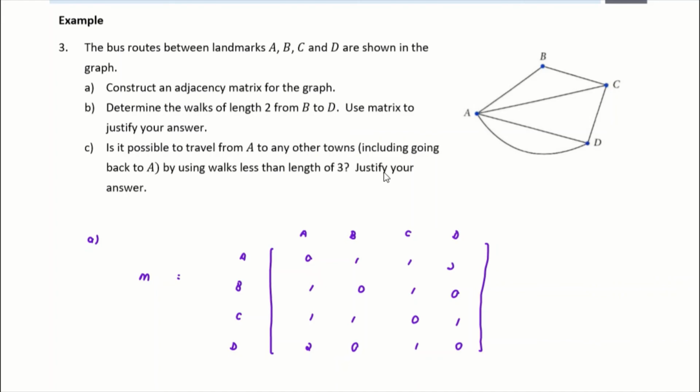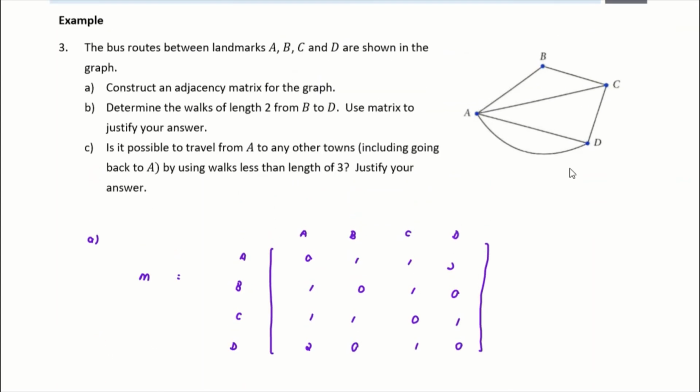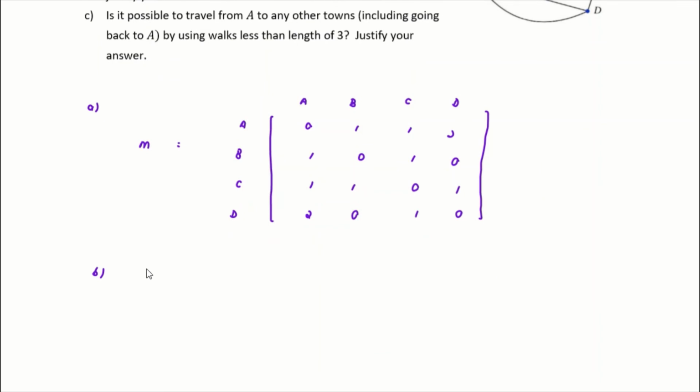Part B, determine the walks of length 2 from B to D. Use your matrix to justify your answer. In this case, you can try to find it out from the network first. What are the walks of length 2 from B to D? The obvious one will be B, C, D. Am I right? That's quite straightforward. So B, C, D.